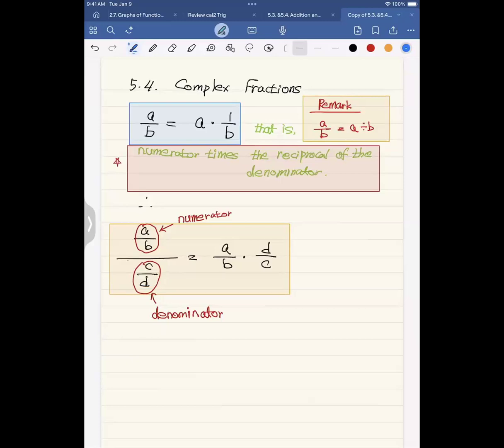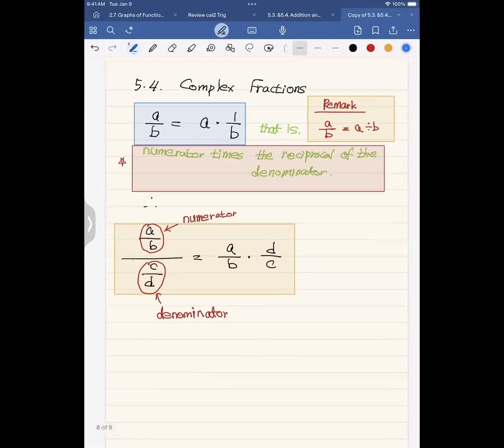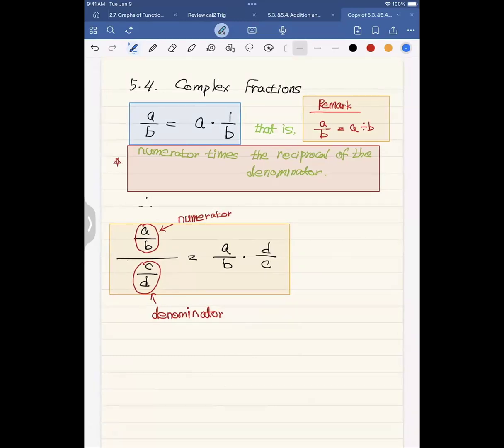Now we want to learn about the complex fraction, which is a fraction over fraction form. Before we move on to that subject, let me remind you that a over b can be rewritten as a times 1 over b because a is indeed a over 1. So these two, left side and right side, are the same. And we also know that a over b is indeed a divided by b.